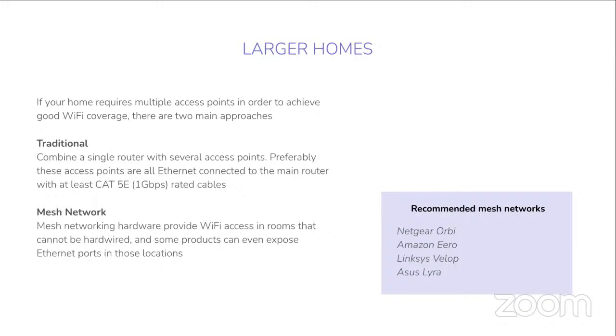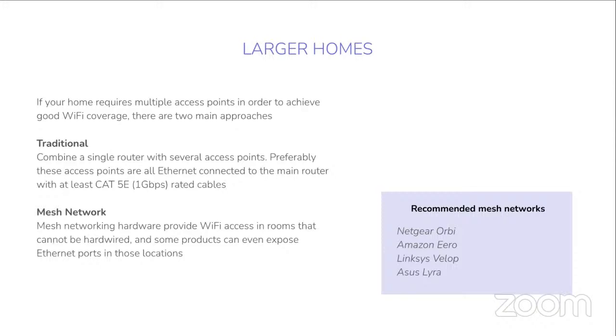In this case, we recommend Cat5e, that's 1 gigabit per second cable or better, for ensuring the best performance across your network. Now, if you have a home where running that cable isn't possible, or you simply can't manage the kind of setup that a router and multiple wired access points around the home require, then it's likely that you'll need a mesh-style network. Mesh networks could include devices such as the Netgear Orbi, Amazon Eero, Linksys Velop, or the Asus Lyra systems.